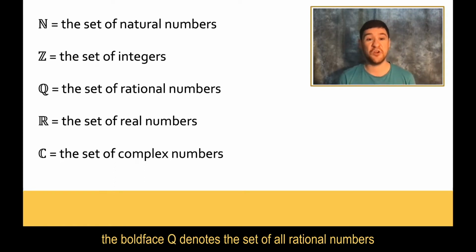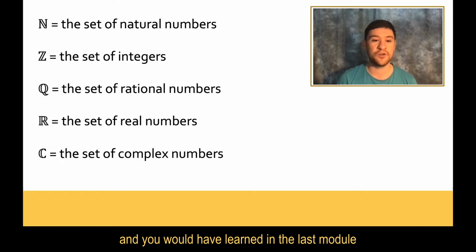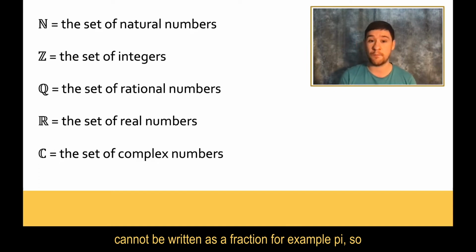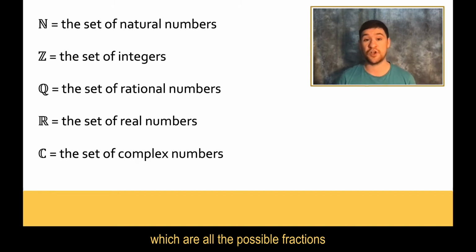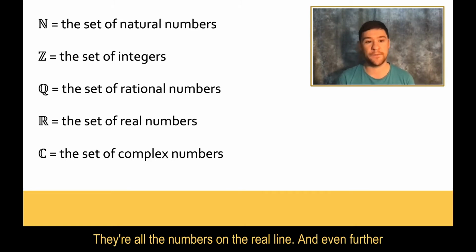The boldface Q denotes the set of all rational numbers. They're all numbers that can be written as a fraction. And you would have learned in last module that there are some numbers that can exist but cannot be written as a fraction. For example, pi. So this boldface R denotes the set of all real numbers, which are all the possible fractions and all the numbers that can't be written as fractions, like pi. And they're all the numbers on the real line.